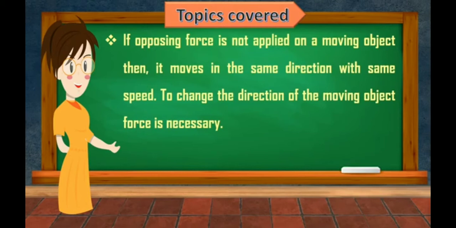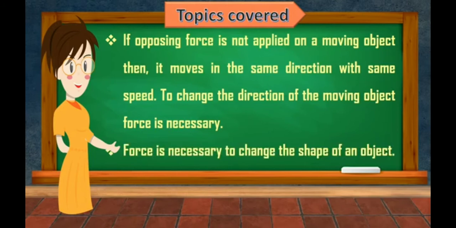If opposing force is not applied on a moving object, then it moves in the same direction with the same speed. To change the direction of the moving object, force is necessary. All these points were covered in part 1. Force is necessary to change the shape of an object. Till now, we saw till here.